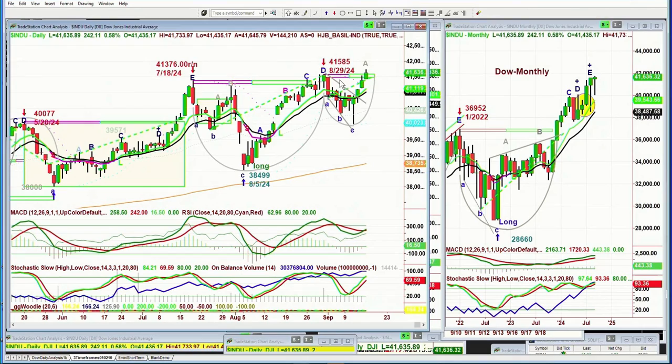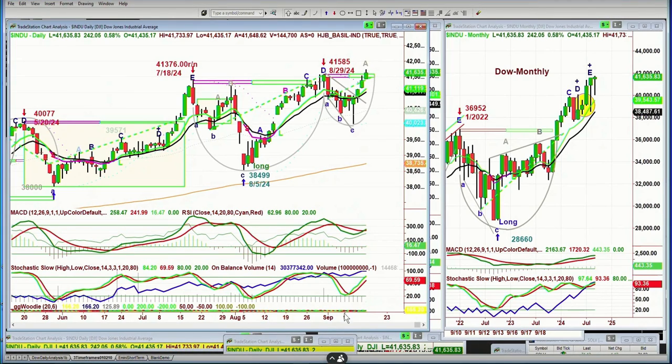What I said to subscribers is that if this candle goes higher than 41,585, that is the candle today or tomorrow, I didn't know when, I thought it would be today, but we'll see. It went today and the Dow has gone to a new all-time high of 41,733.97 as a high. Now, that doesn't become an A, a blue A.